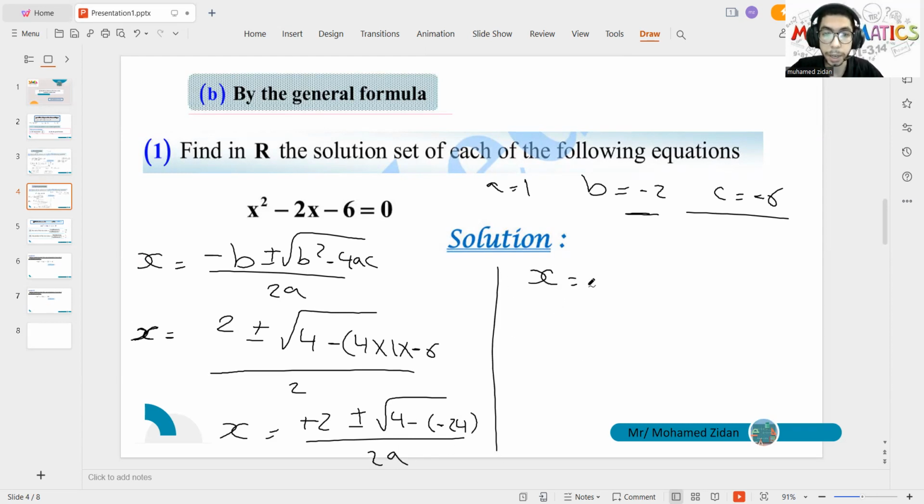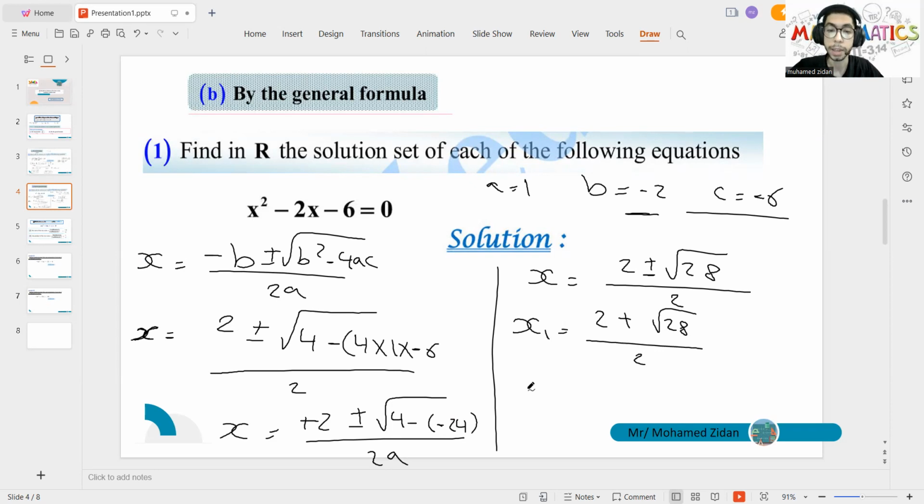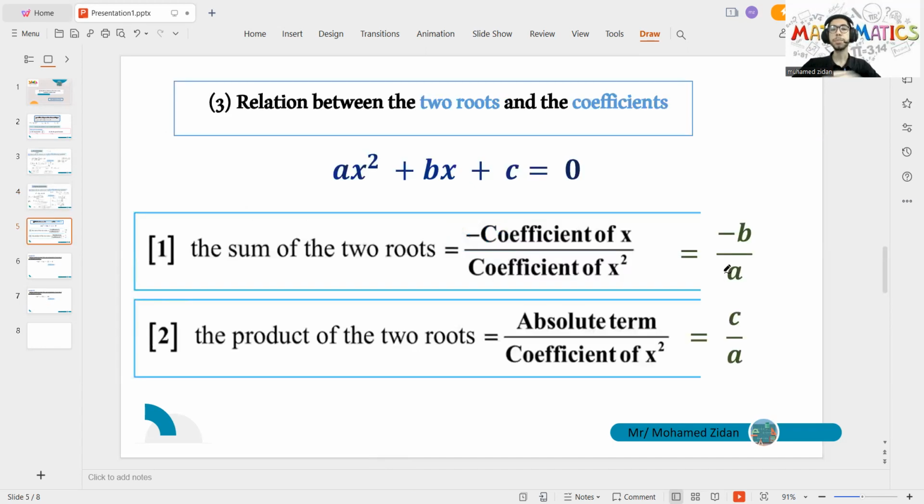Then x equals 2 positive or negative square root of 4 minus 24, which is 28, over 2. Then I have two roots. The first is x1 equals 2 plus square root of 28 over 2, and the second is 2 minus square root of 28 over 2. It's easy. But today we will speak about a relation between these two roots and the coefficients.